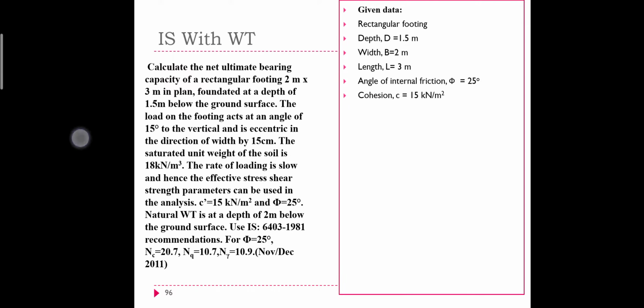And the cohesion is 15 kilonewton per meter square. Oh, sorry. The angle of internal friction is 25 degree. Angle of internal friction is 25 degree and cohesion is 15 kilonewton per meter square. They have given C dash, don't get confused about that. C dash and C are almost the same here. C is equal to 15 kilonewton per meter square. The inclination angle is 15 degree. That is alpha. Alpha is the symbol for inclination angle. Alpha is equal to 15 degree.